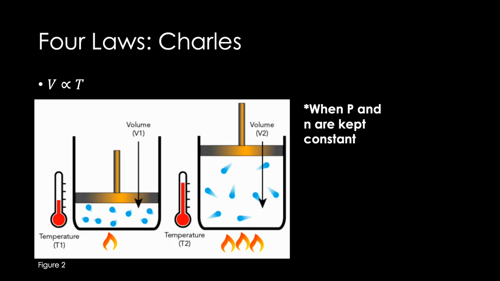The next gas law is Charles's law. This one states that temperature is directly proportional to volume when pressure and number of moles are kept constant. So if you have an adjustable volume full of gas and you heat it up to maintain constant pressure and amount of gas, the volume must increase.